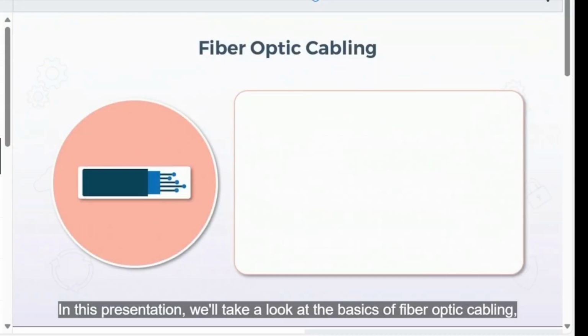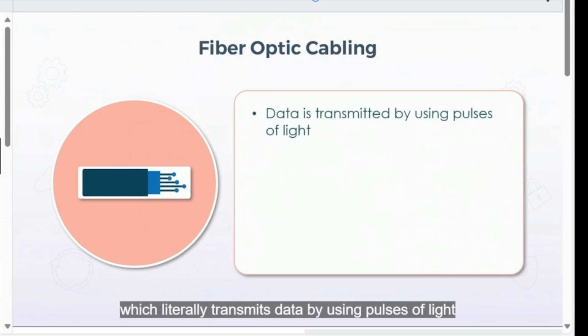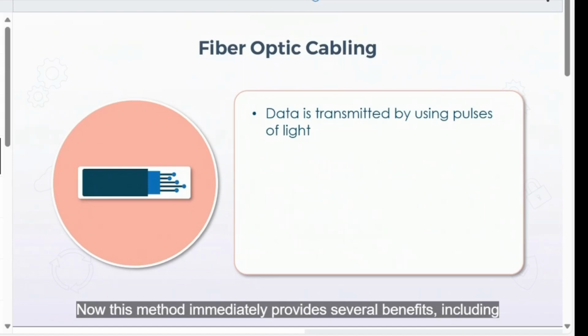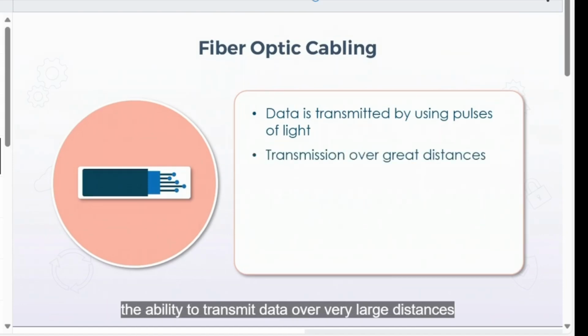In this presentation, we'll take a look at the basics of fiber optic cabling, which literally transmits data by using pulses of light, as opposed to an electromagnetic current over a copper wire. Now, this method immediately provides several benefits, including the ability to transmit data over very large distances, most notably because it doesn't suffer from resistance like a signal on a copper wire does.